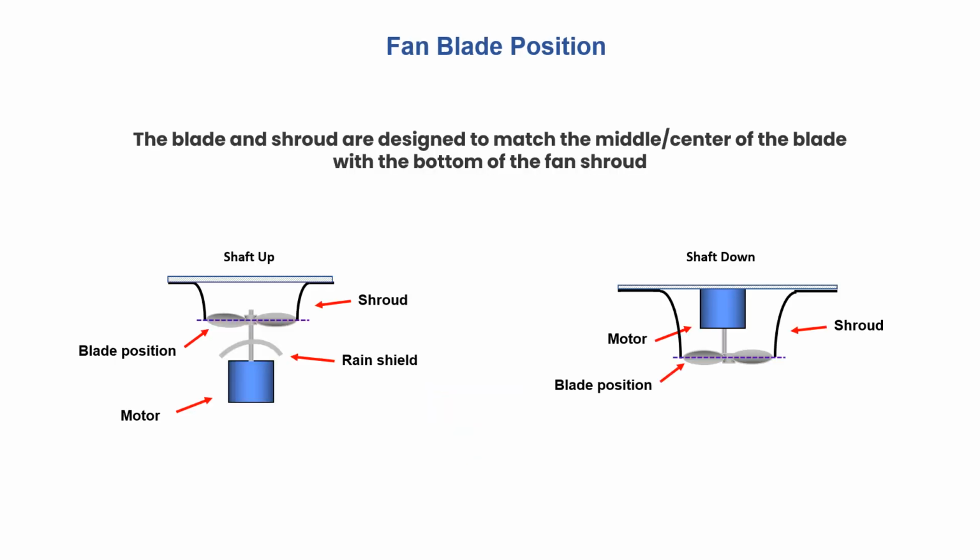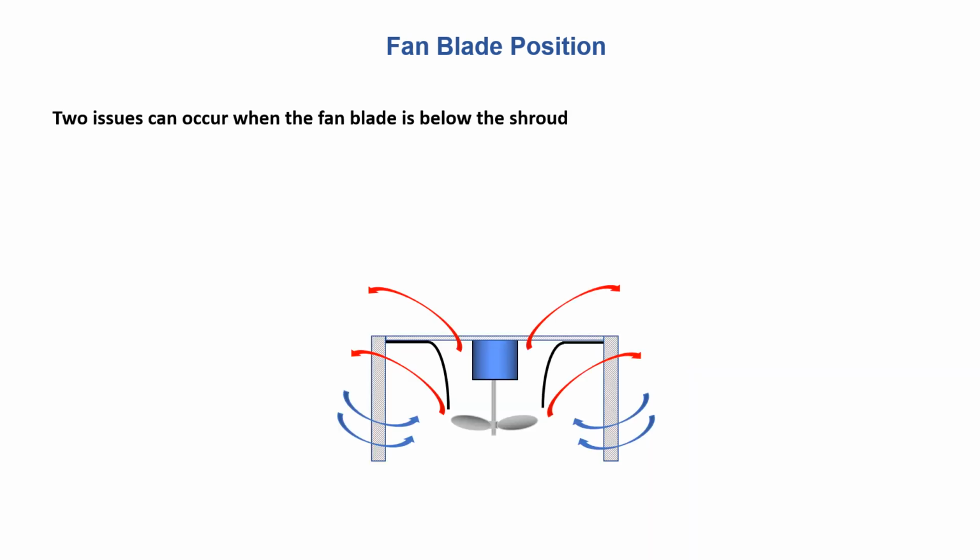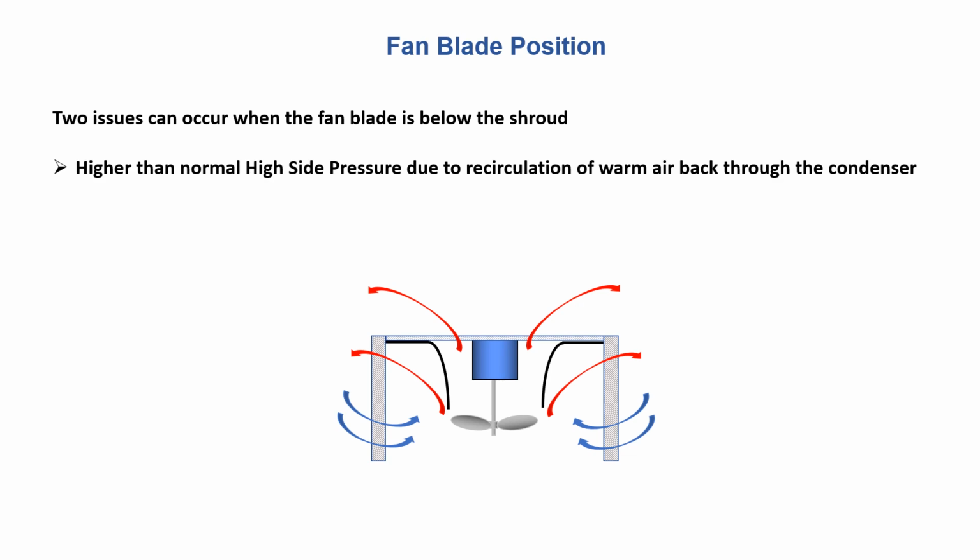The blade and shroud are designed to match the middle center of the blade with the bottom of the fan shroud. The dotted lines in the pictures below show the blade position. Two issues can occur when the fan blade is below the shroud. Higher than normal high side pressure due to recirculation of warm air back through the condenser. Noise due to the vibration of the shroud.